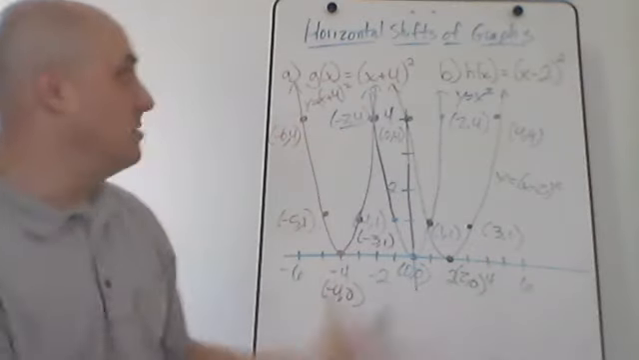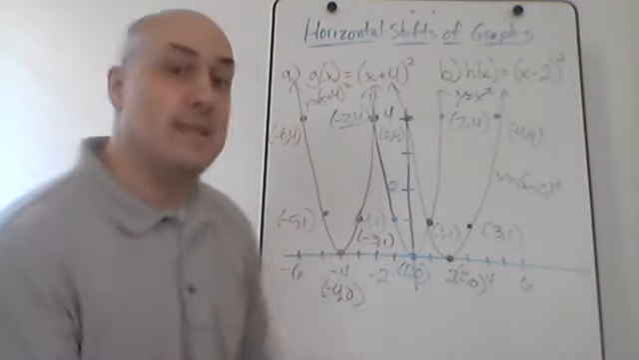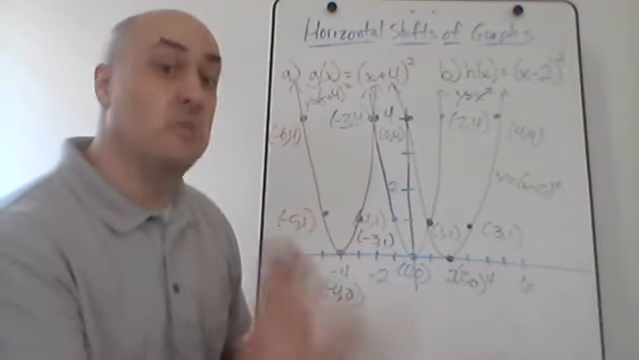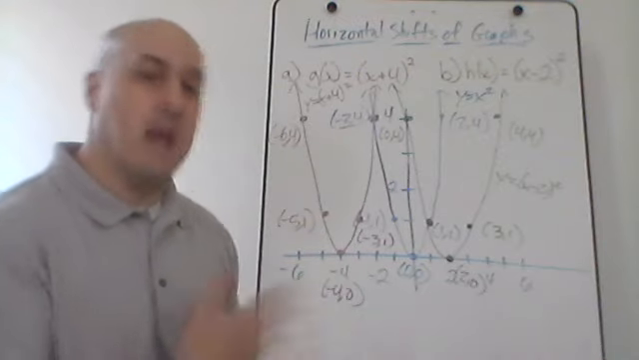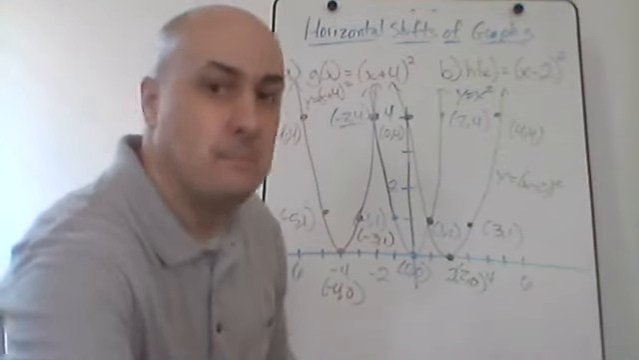So horizontal shifts, the numbers added or subtracted inside the parentheses, inside the function with the x, affect the horizontal direction, and it actually goes the opposite of the direction you would think that it would go.